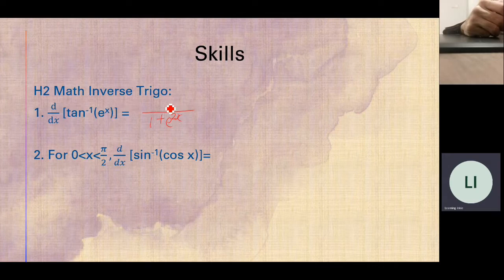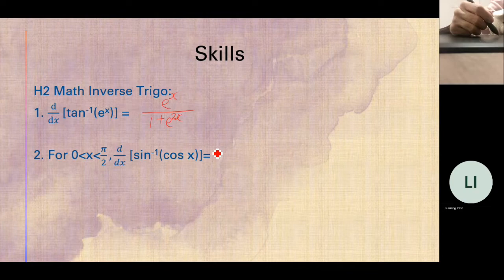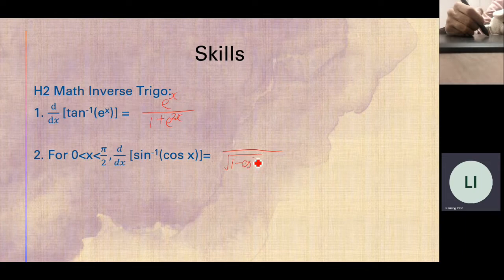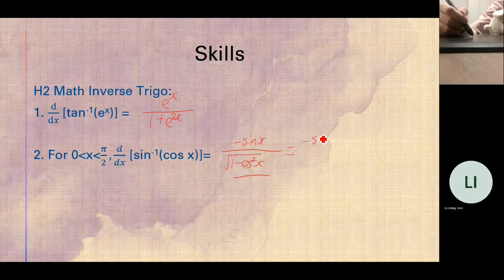Very simple. For x between 0 and pi over 2, find the derivative of sine inverse of cosine x. Okay, root of 1 minus the function, right, cosine squared x. Differentiate inside, cosine x becomes minus sine x. Okay, if you leave the answer like this, it is wrong. Because we know from the Pythagorean identity, 1 minus cosine squared is sine squared, so you get root of sine squared x.